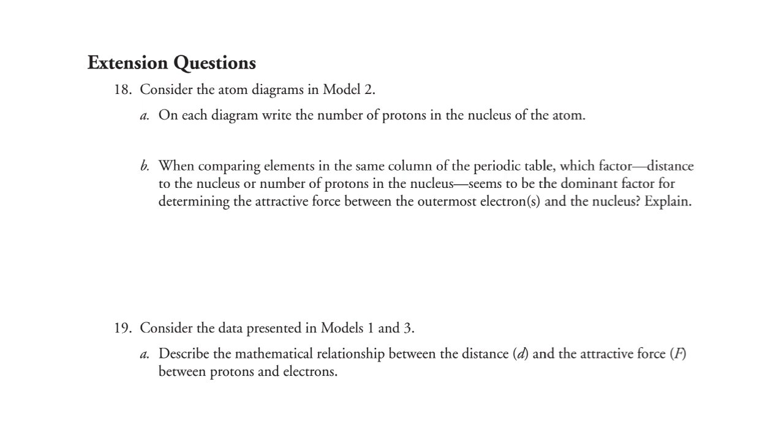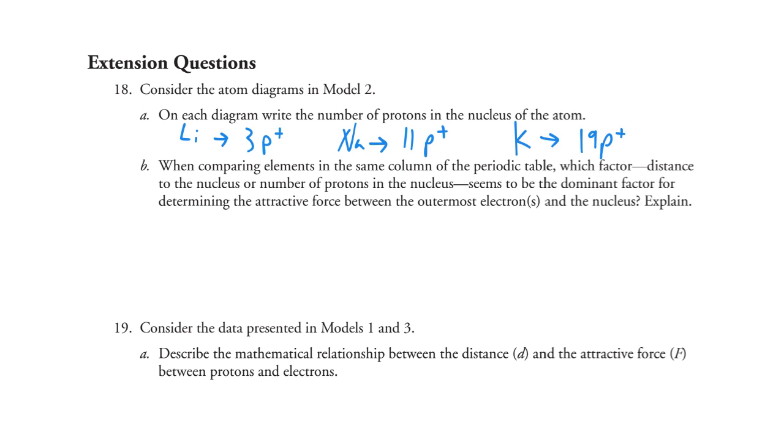All right. Extension question 18 asks you to flip back to model 2. I can't do that super easily here, so I'll just write it here. Write the number of protons in the nucleus of each atom. We have lithium, which has 3 protons, atomic number 3. We have sodium, which has 11 protons, atomic number 11. And we have potassium. Potassium will have 19 protons, atomic number 19.